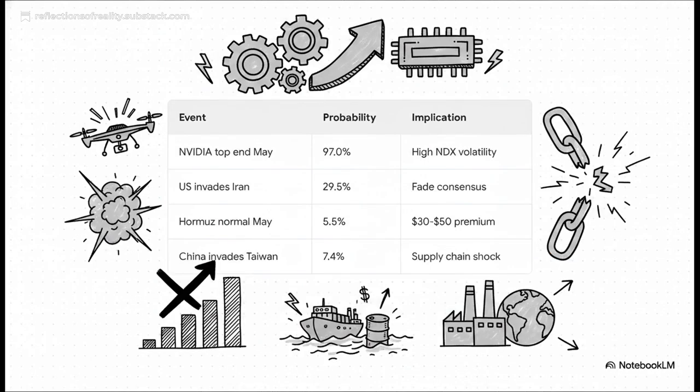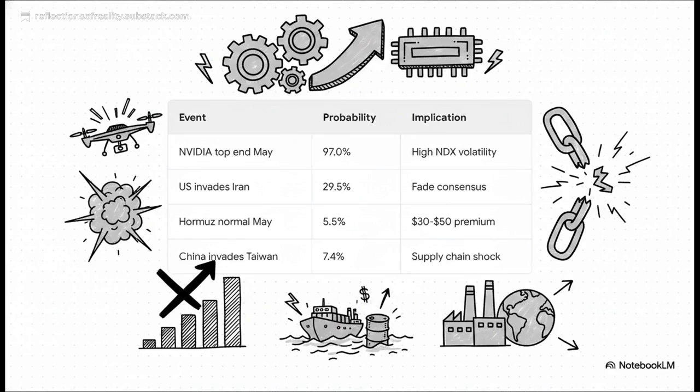And this brilliantly illustrates the wider geopolitical arc that the market is currently pricing in. Look at that top probability, a 97% chance that NVIDIA remains the largest company by the end of May. That near certainty imparts a massive concentration risk, and it absolutely amplifies volatility across the entire tech sector. But scan down the rest of that list, and you see global tensions spiking. There's only a 5.5% chance that Hormuz traffic returns to normal by the end of May.